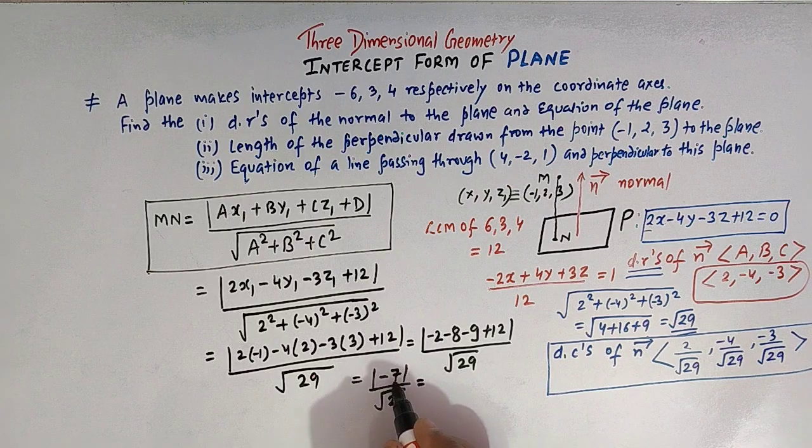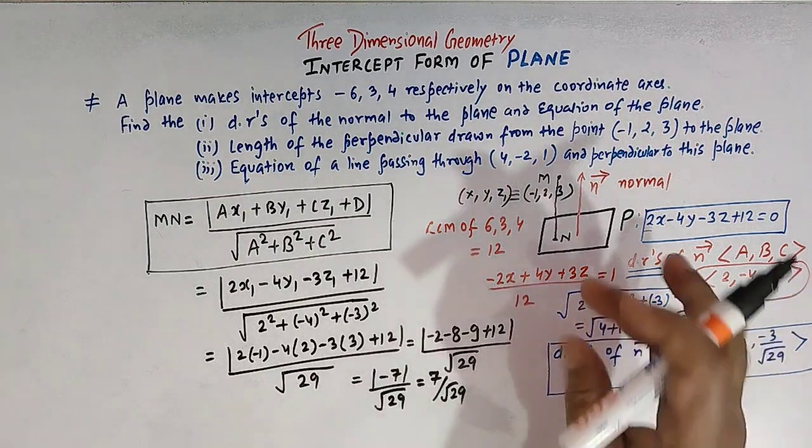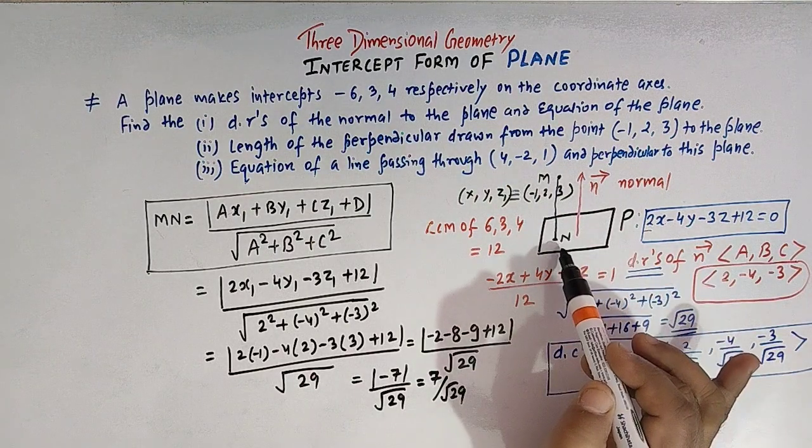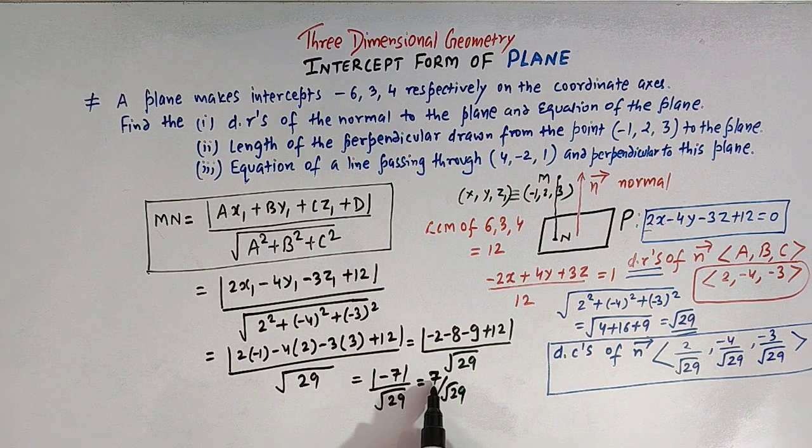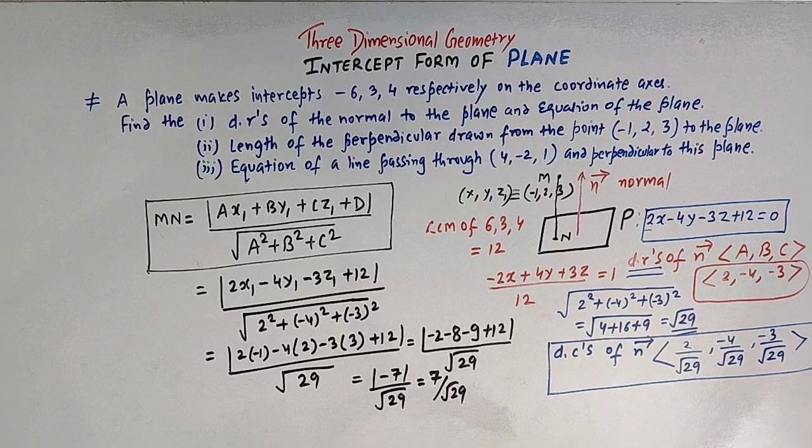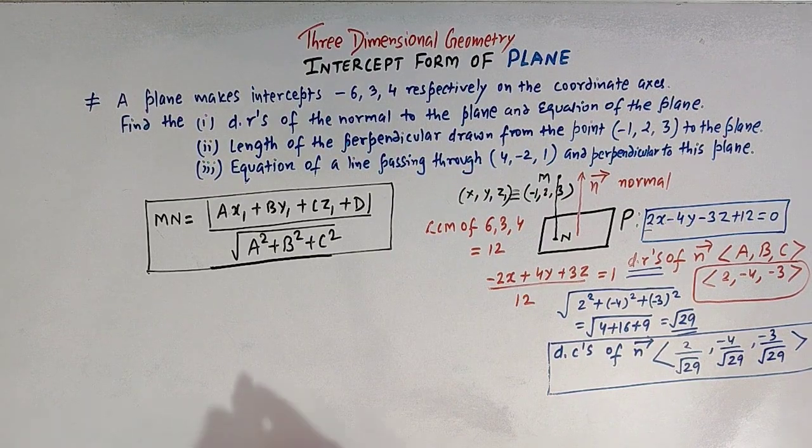So we'll take the positive sign. So we have 7 divided by square root of 29, right? So the length of this perpendicular MN is given by 7 divided by square root of 29. Now let us take the third part.